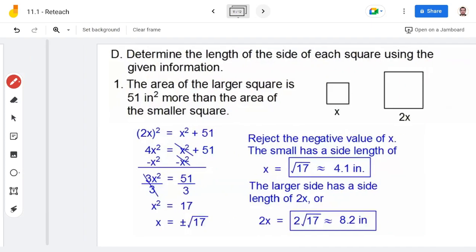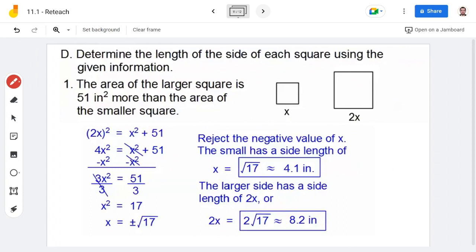Okay, I hope you understand the lesson. I know it's a little bit confusing, but you can understand it. Like this example here: determine the length of the side of each square using the given information. The area of the larger square is 51 more than the smaller one. We know the area is a side squared, and the side is given as 2x, so it will be 2x squared. So 51 equals 4x squared.